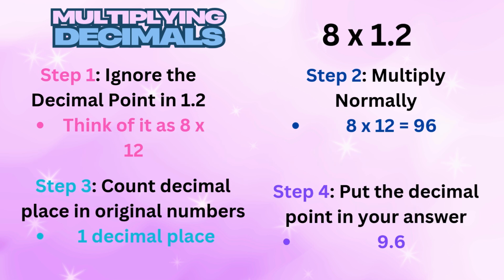Let's try another one. 8 multiplied by 1.2. Step 1, ignore the decimal. Think of it as 8 times 12. Next, multiply. 8 times 12 equals 96. Count the decimals. 1 decimal place in the original numbers in the question, and you go in 1 decimal place starting on the right to get an answer of 9.6.